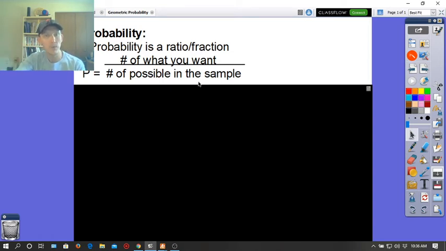What if I ask for the probability of rolling an even number? Well, you've got 2, 4, and 6. So there's 3 of what you want over 6 total, and you're going to have a probability of 3 over 6, which reduces to 1/2.